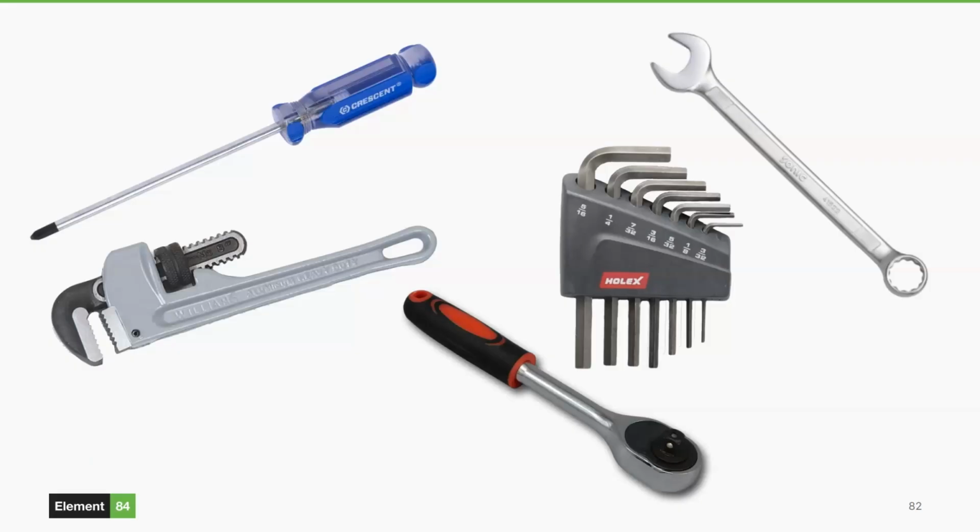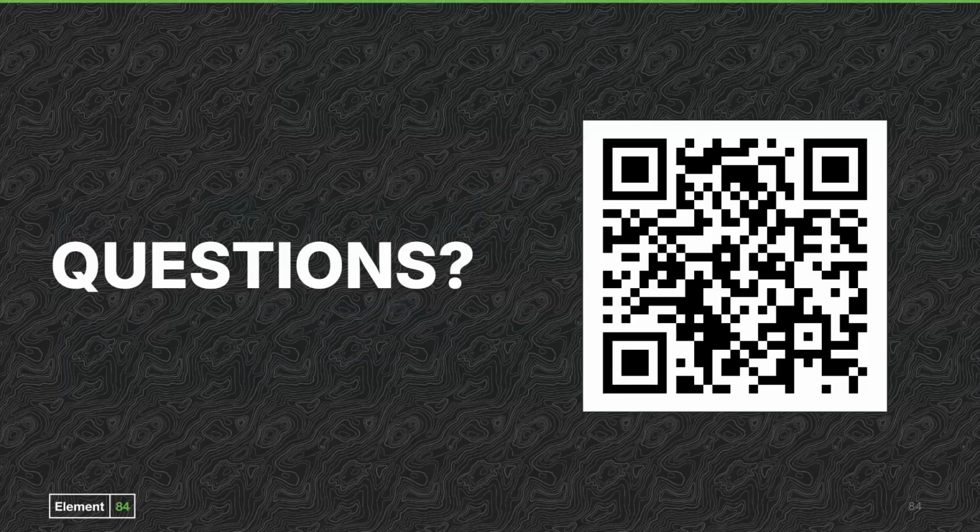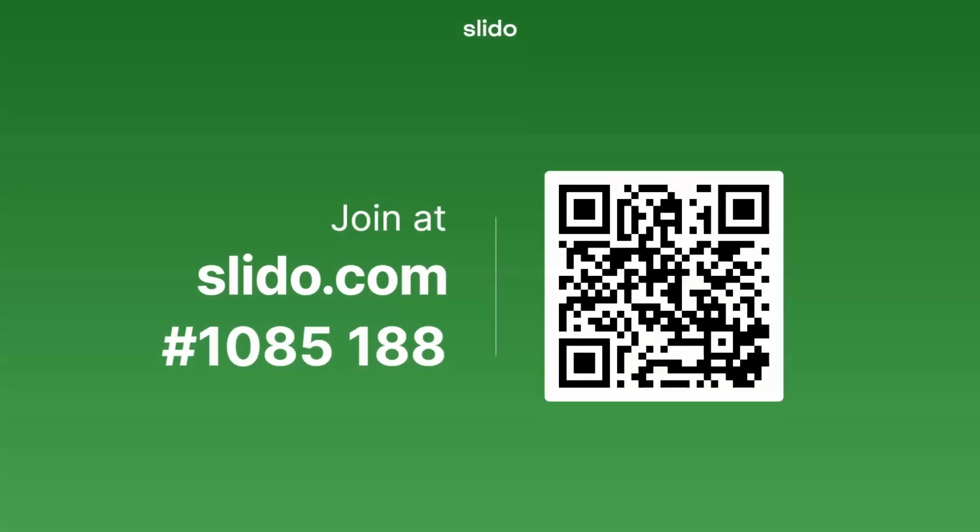So, in conclusion, human-centered design isn't just a process, it's a pathway to impactful, trusted, and truly usable solutions for critical challenges like climate change. If there are three principles that I would recommend you approach an artificial intelligence design challenge with: prioritize users in AI design, address cognitive load and build for explainability, and foster trust through transparency. So, we'll move forward into questions.